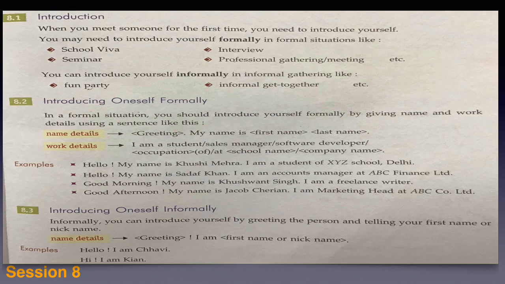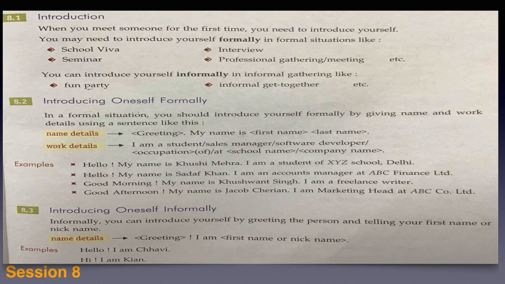Otherwise, if we don't need to be that formal, then in fun parties, like when we are partying with friends, and somebody came, we need to introduce ourselves, there we can use the informal introduction. Informal get togethers means किसी की शादी का पार्टी है या कुछ है जहाँ पर आप बिल्कुल इनफॉर्मल रह सकते हो, वहाँ पर सीधा इनफॉर्मल इंट्रोडक्शंस होते हैं.